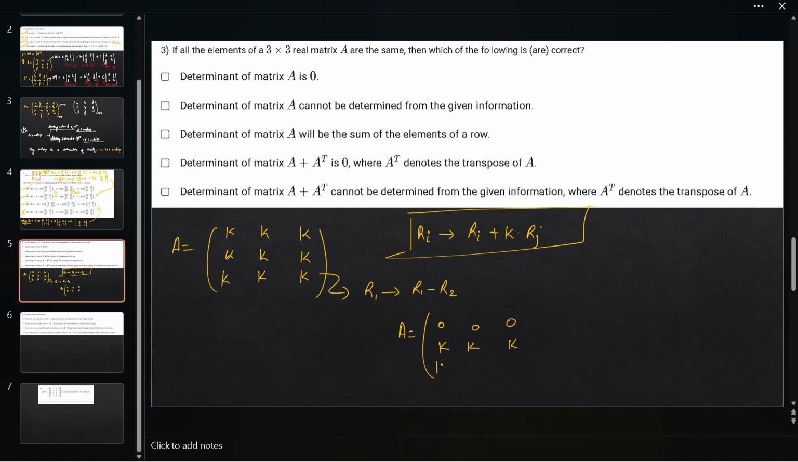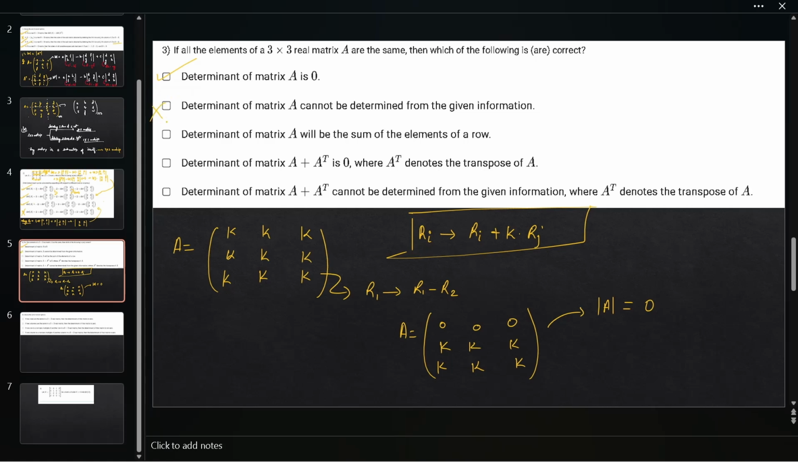K, K, K, and K, K, K again. So since I have a 0 row, I will get the value of my determinant as 0. So determinant of matrix A is 0. The first option is correct. The second option says determinant of matrix A cannot be determined, but we have just determined the value of the determinant, so it is incorrect.